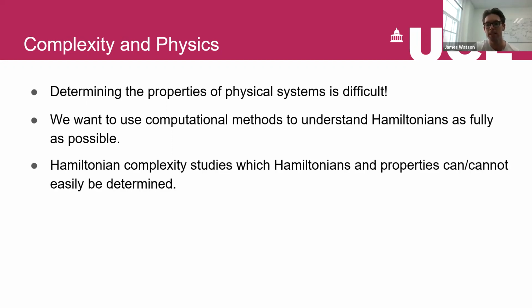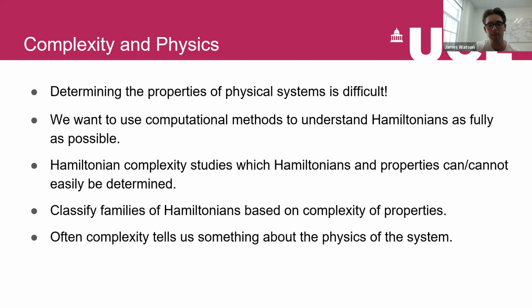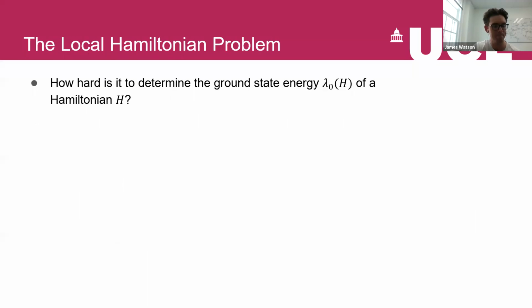And Hamiltonian complexity is a subfield of quantum information and computer science, which studies which Hamiltonians and which of their properties can or cannot easily be determined. And we can classify families of Hamiltonians based on the complexity of their properties, and often their complexity tells us something about the physics of the system.